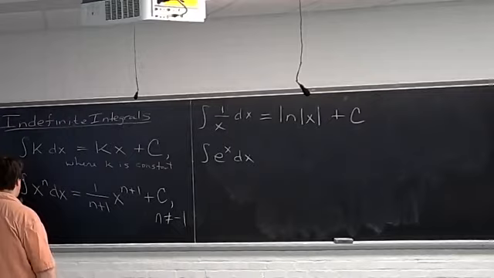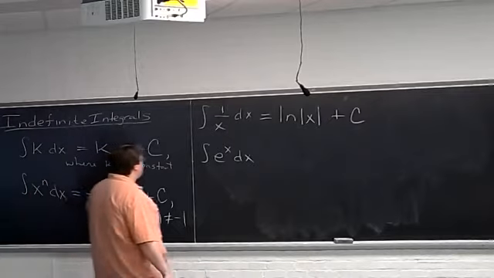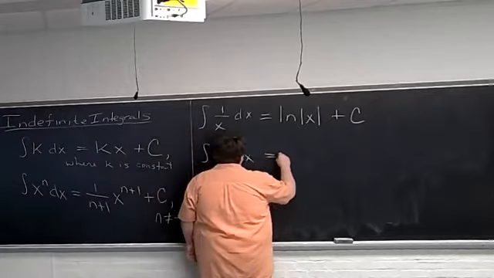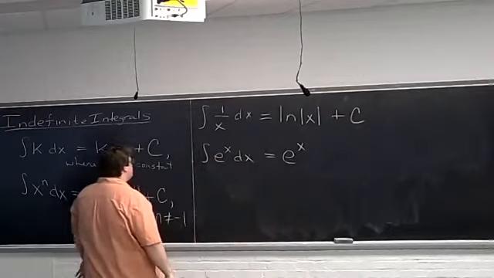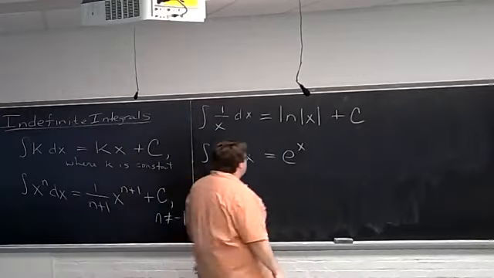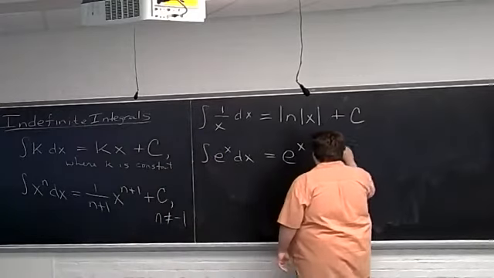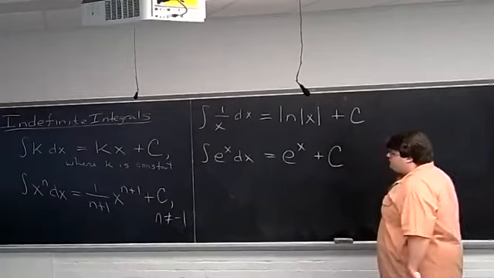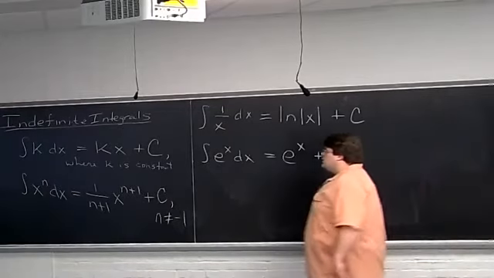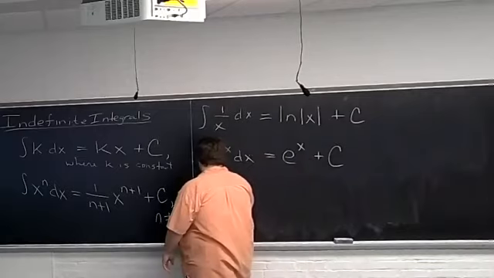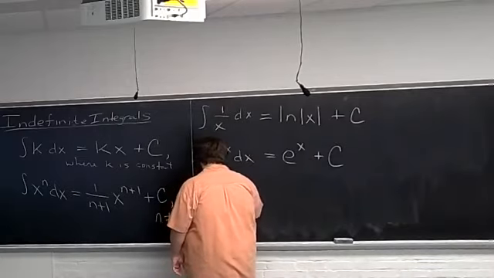Next, integral of e to the x. Well, we had that e to the x is an antiderivative of e to the x. The derivative of e to the x is itself. So if we want all of them, plus c. So we have these 4, and the next 6 will be for our trig functions.